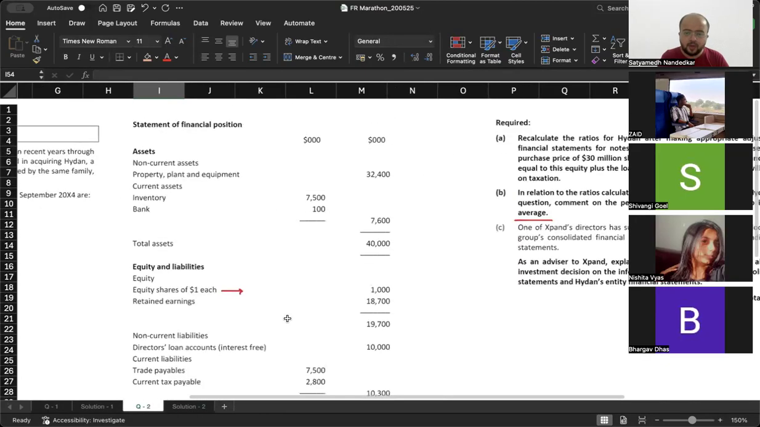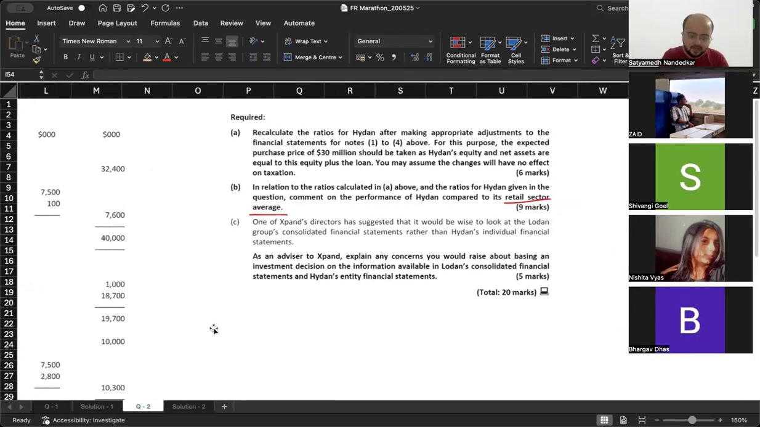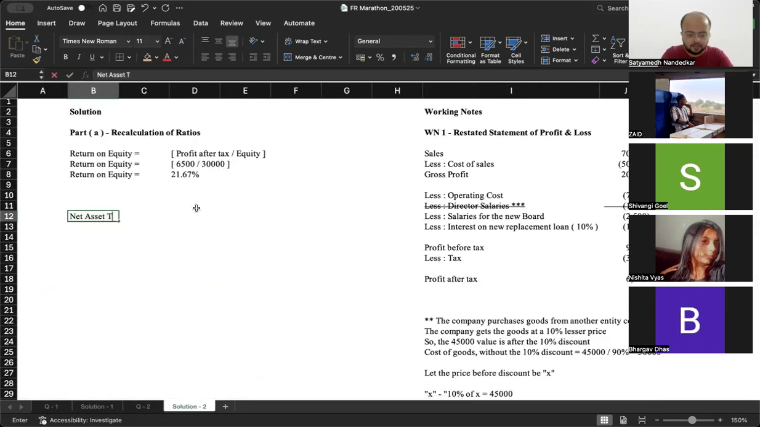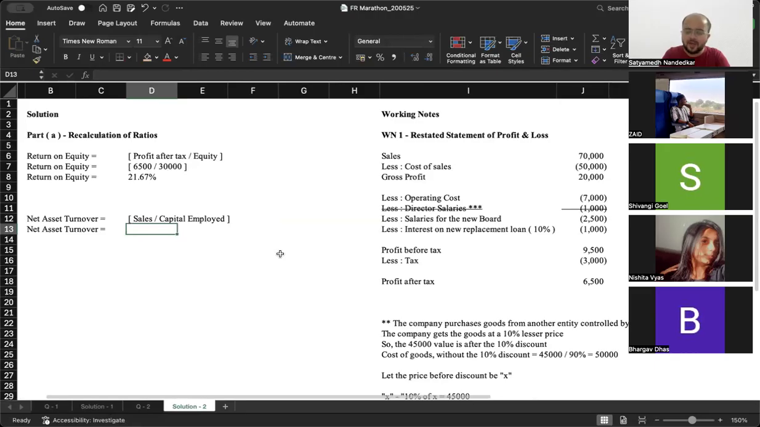Okay, they wanted you to recalculate the ratios after making the adjustments which you have done. Now the next thing is net asset turnover. How much will the net asset turnover be? The formula for net asset turnover is sales upon capital employed. Sales of Hayden, you haven't changed those. So this will be 70,000. The denominator has your capital employed. So capital employed will be 30,000 equity plus 10,000 debt. Correct?